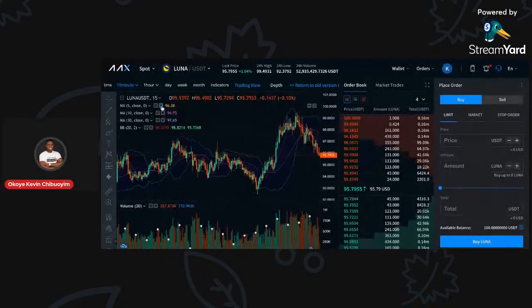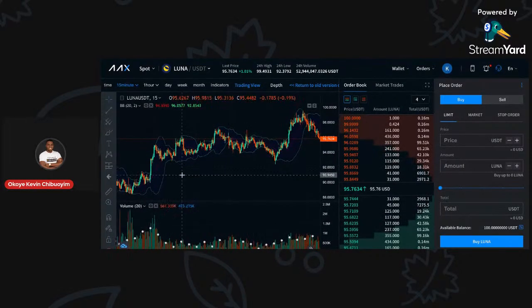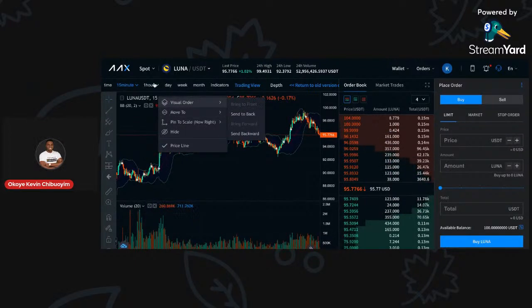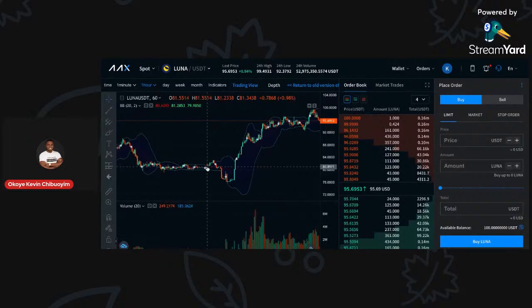Okay, let's close the MAs. Just the Bollinger Band is what I like saying. It keeps the chart very clean. And let's go down to the 1 hour time frame. So on the 1 hour time frame, this is how this thing looks. And let's expand.